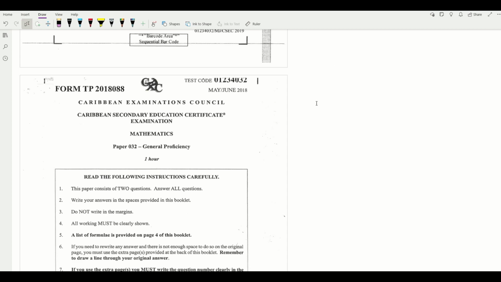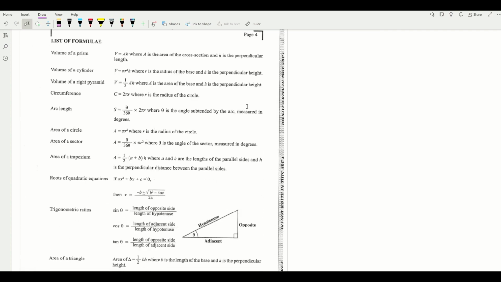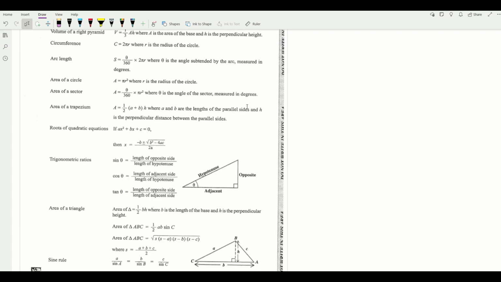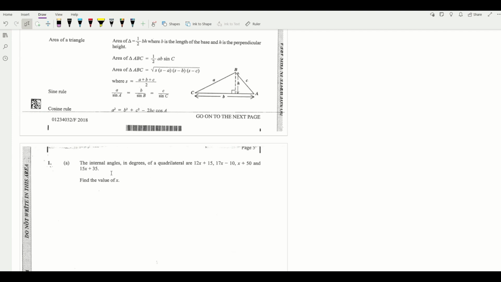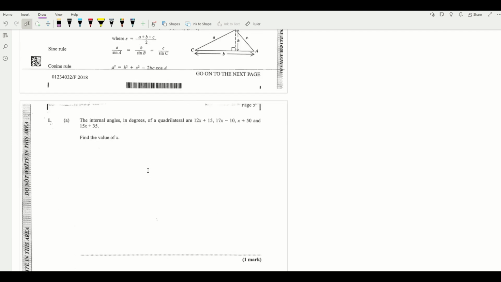Hi everyone, so today we're going to be doing May-June 2018 paper 3. Alright, so if you look, they do give you a list of formulas, which you may or may not need depending on what questions come, as well as if you know your formulas.